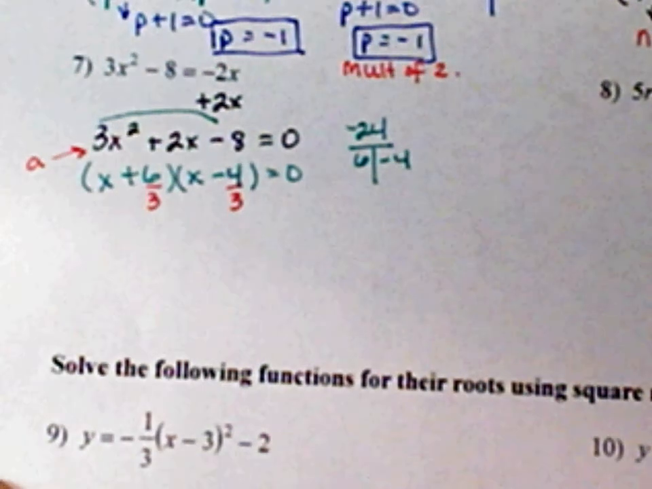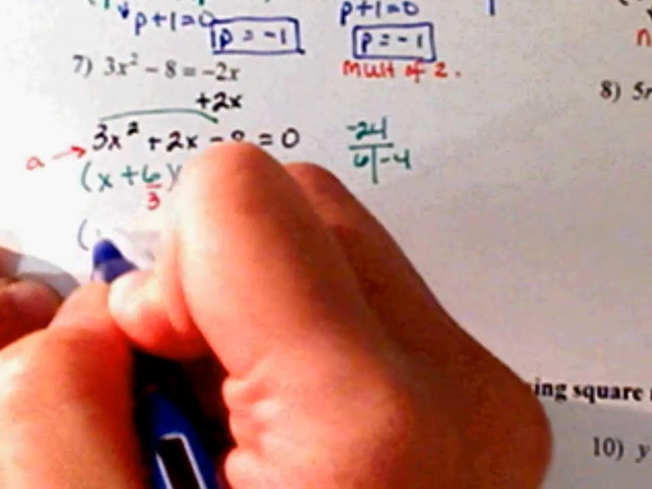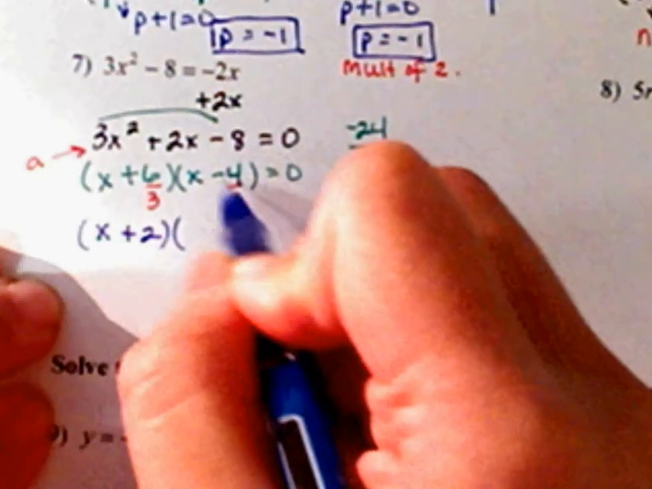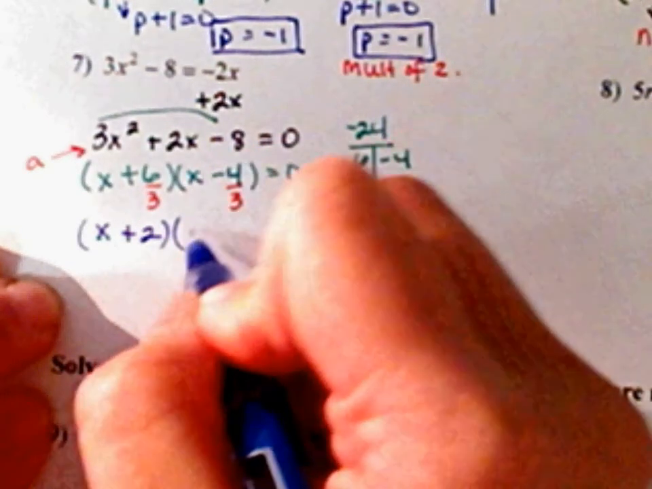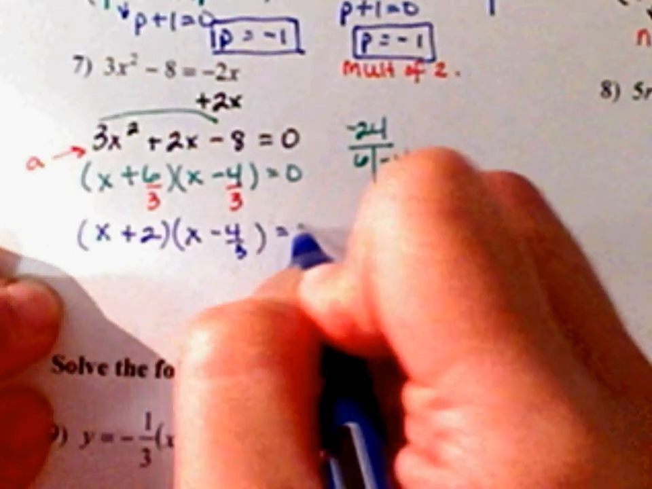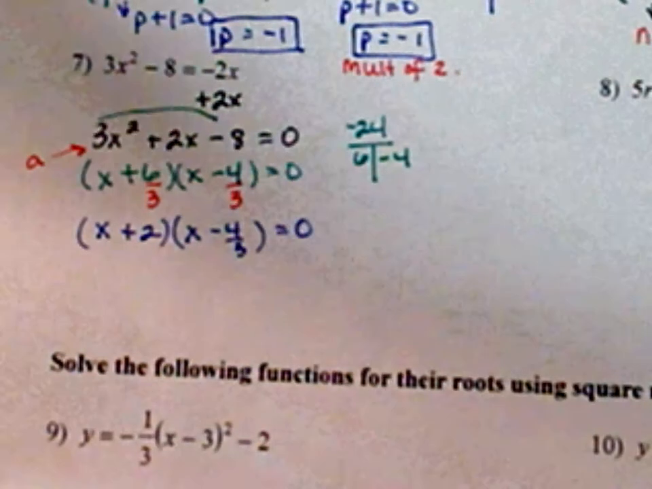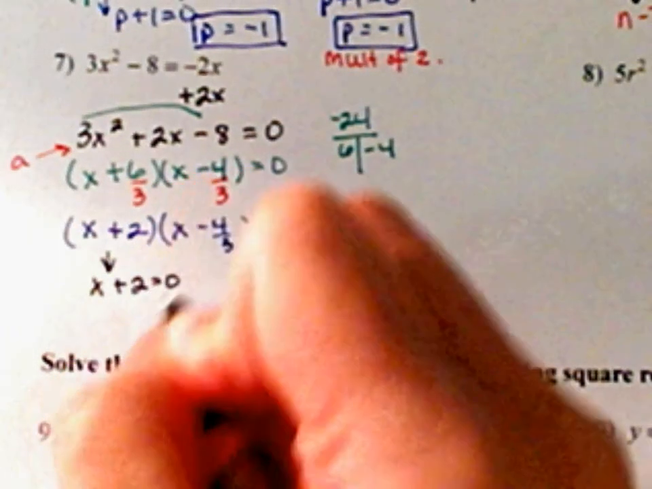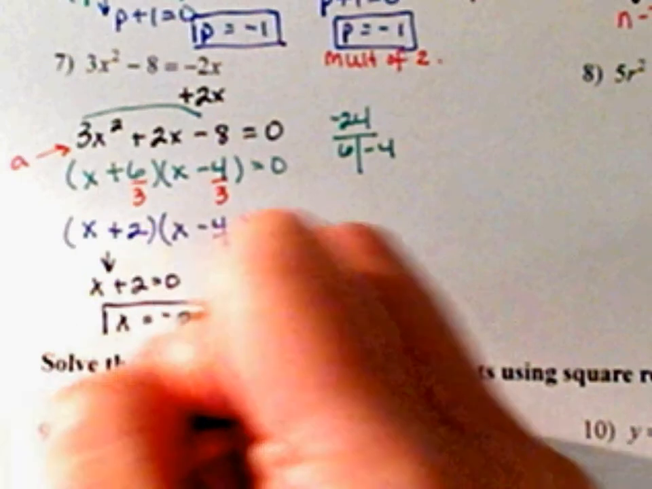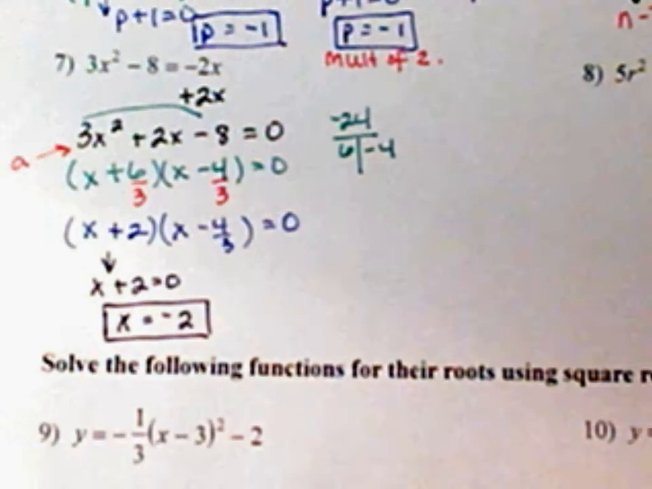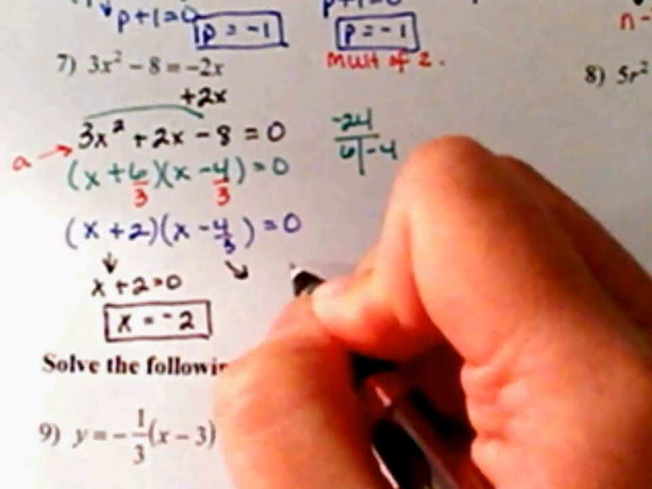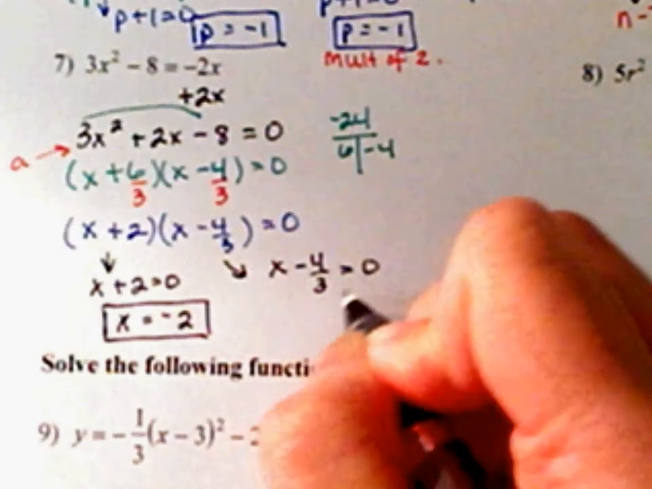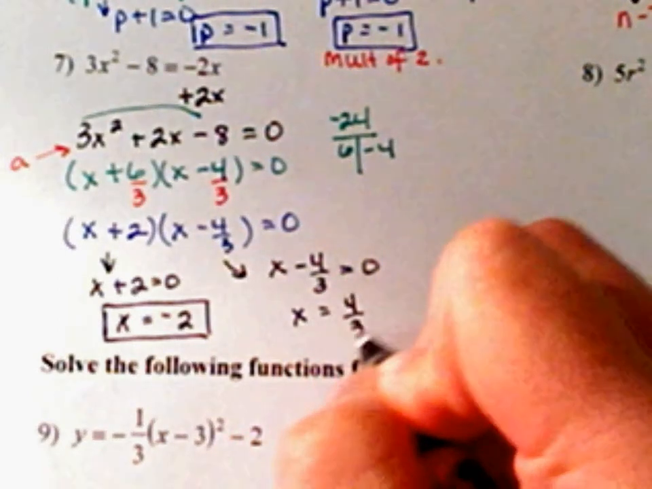So I'm going to rewrite this first. x plus 6 divided by 3 gives you 2. Next one, negative 4 over 3 does not simplify, so I'm just going to keep it like I see it. Now set each one of these equal to 0, okay? So x plus 2 equal to 0, x is equal to negative 2, right? Set this one equal to 0. x minus 4/3 equals 0. Add 4/3 to both sides, so x is equal to 4 over 3.